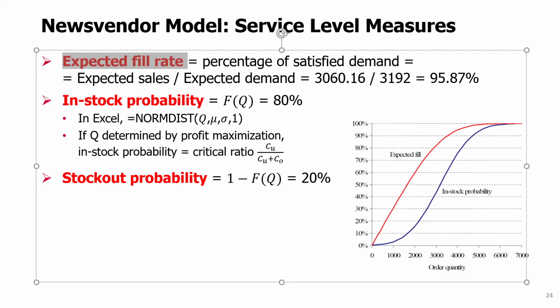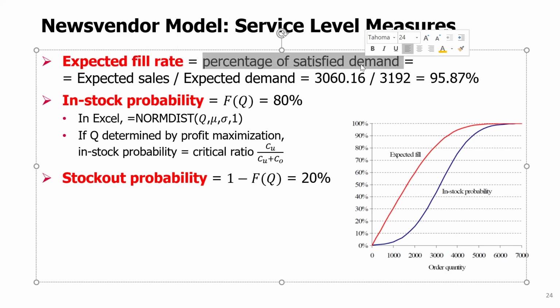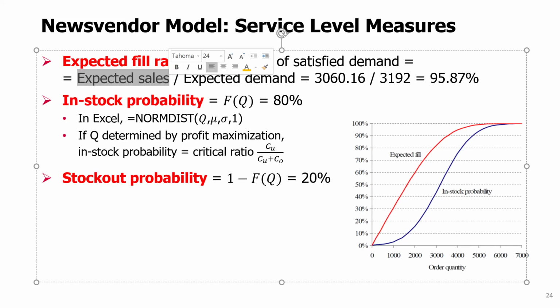So expected fill rate, as we said, is percentage of satisfied demand, can be calculated in this case as expected sales divided by expected demand, right? And expected sales was 3060.16, expected demand 3192. So we have almost 96% of demand satisfied. And this is not surprising, right? Because we're actually ordering more than the average demand, and we're satisfying most of the demand. This is an expected fill rate. Of course, the actual fill rate might be 100% or might be 90% or 80% with different probabilities.